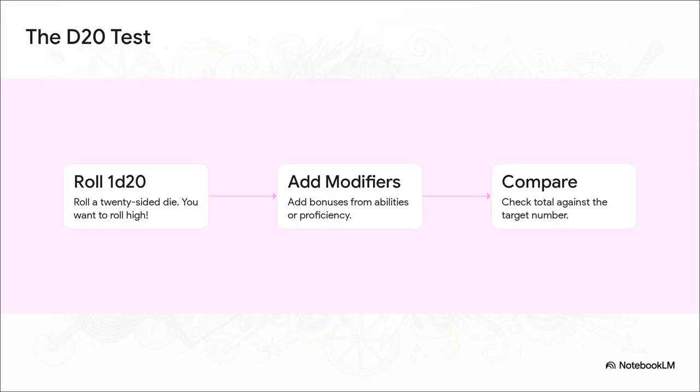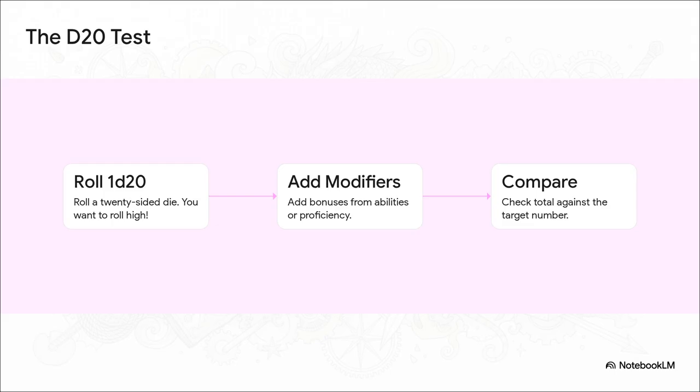Okay, so what happens when a player's action isn't a sure thing, when outcomes are uncertain, like, say, trying to actually leap across that gaping chasm? We rely on the game's physical engine, and that boils down to what's called a D20 test. This is the absolute bedrock of D&D.